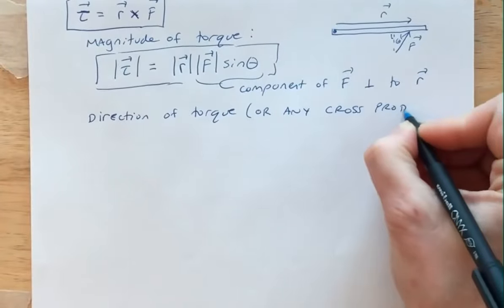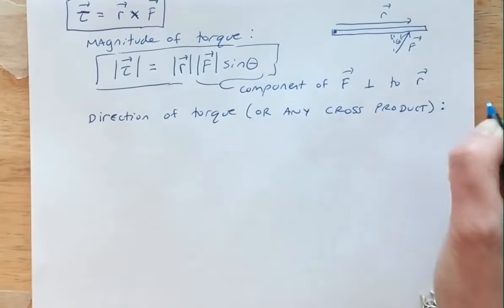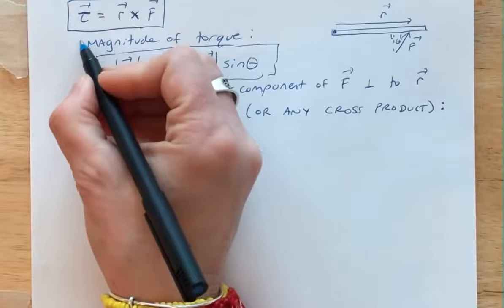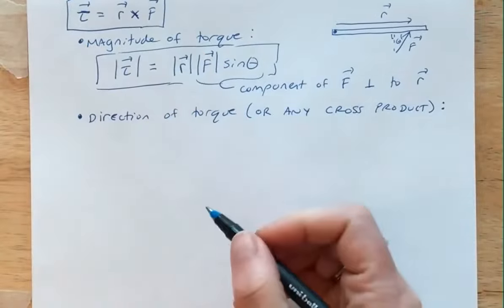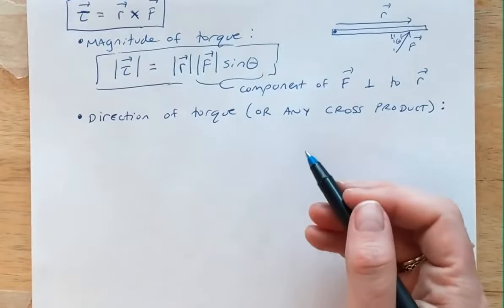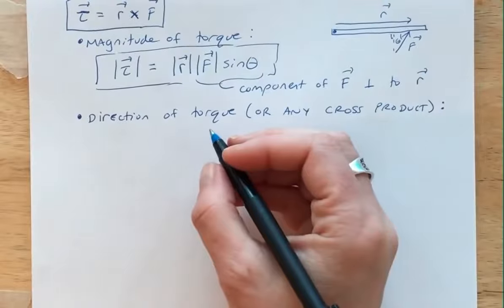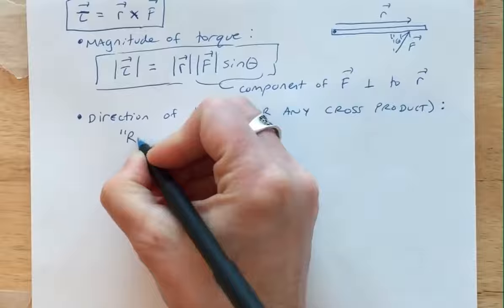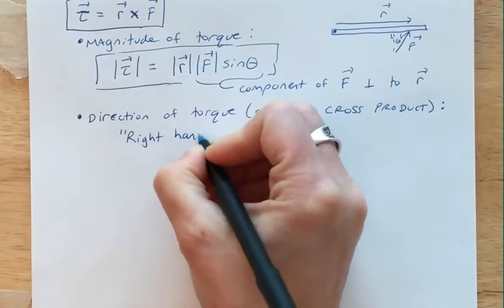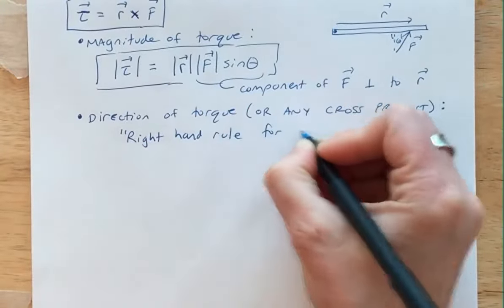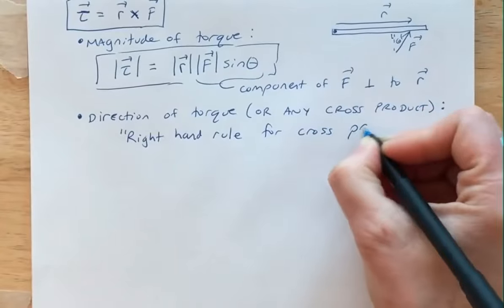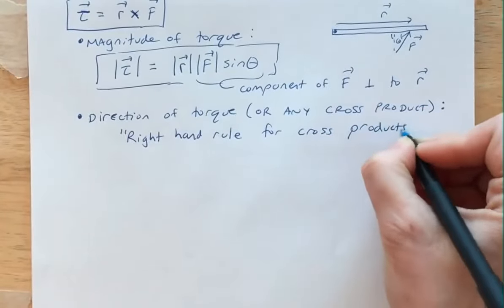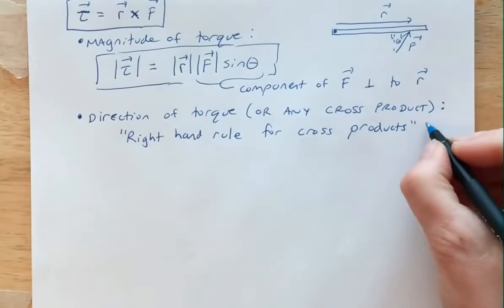Because cross products show up in the second semester of this course as well, they're very important to understand. So to get the direction of the torque, or any cross product, we're going to use the right-hand rule for cross products. That's what I call it, because I like descriptive names.